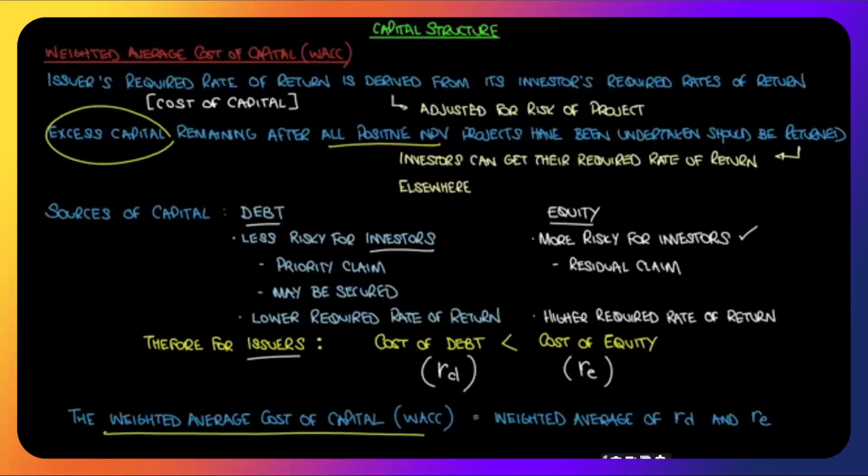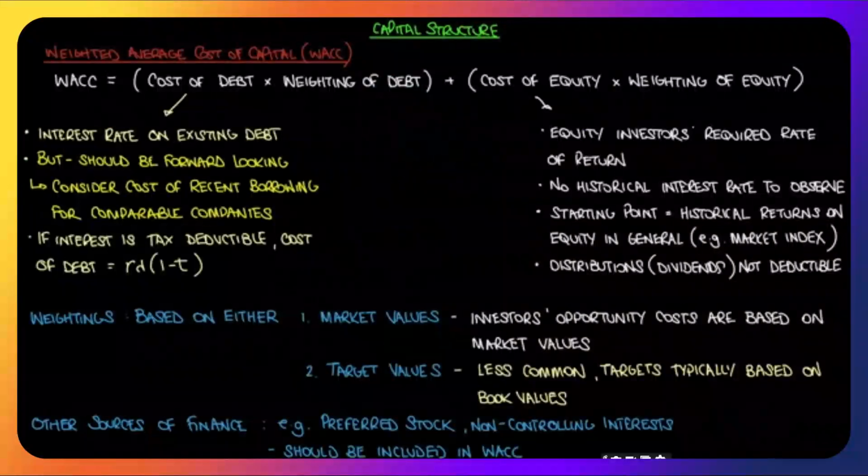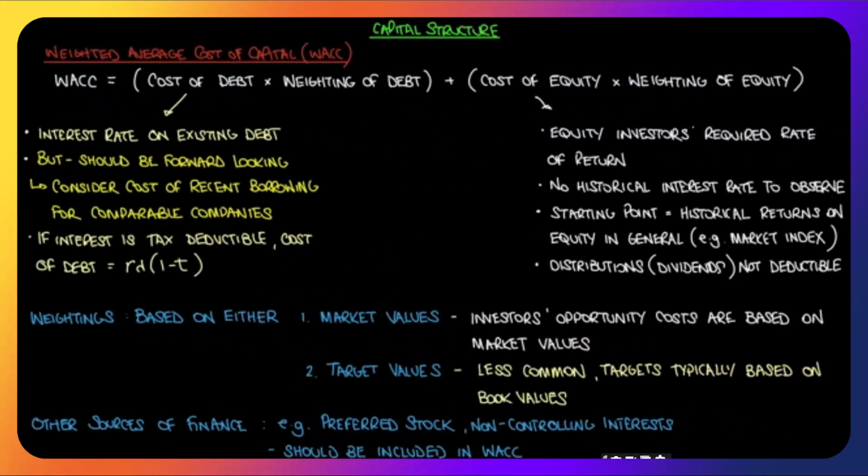The weighted average cost of capital is the weighted average of those two sources of finance, assuming they are the only two sources you have. There may be others. So the formula will look like this. The WACC is the cost of debt times its weighting plus the cost of equity times its weighting.